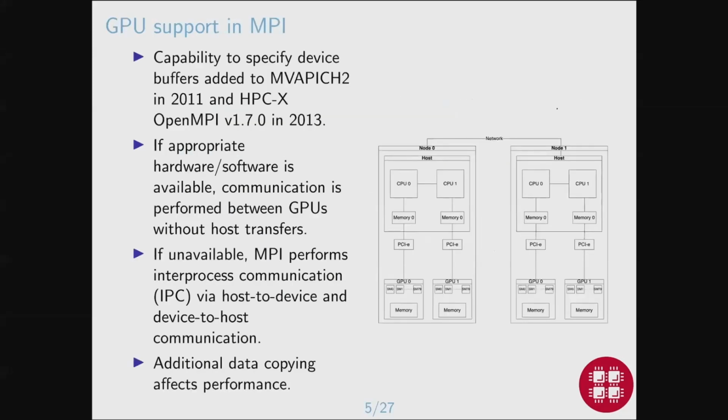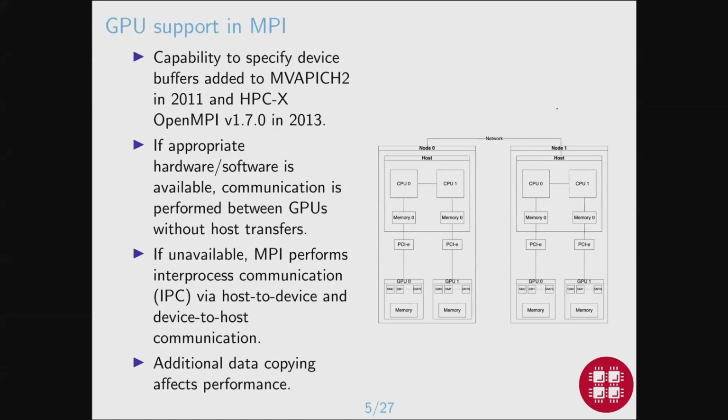So a bit about GPU support in MPI. The ability to pass in device buffers was added to MVAPICH in 2011, and soon after in OpenMPI in version 1.7.0. The way it works is that if the appropriate hardware and software is available on your system, then communication can be performed directly on the GPU without any host transfer.